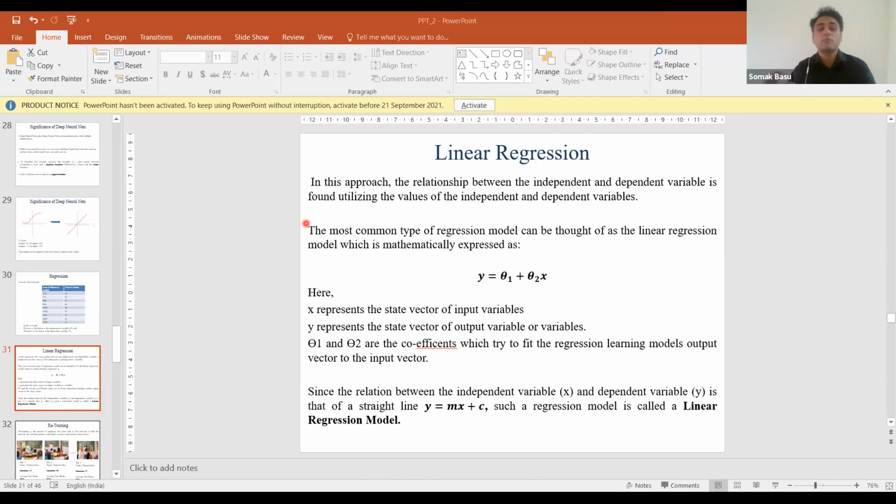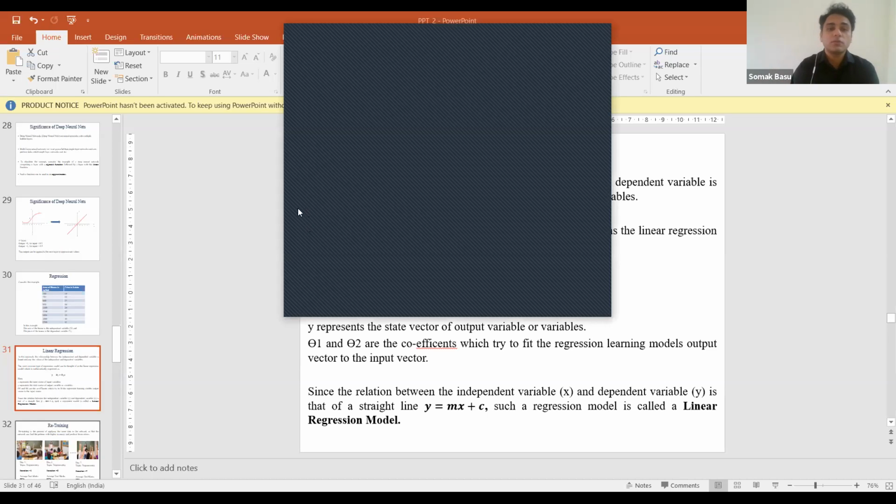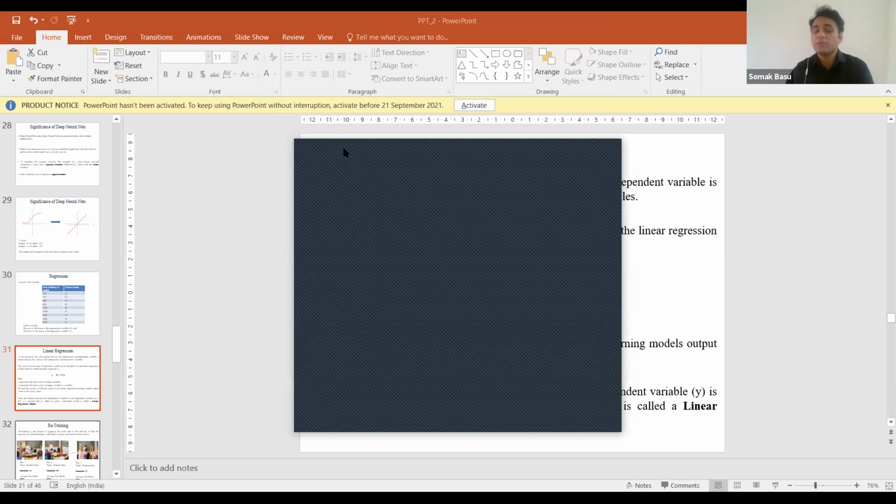For example, see over here, this is what I had given you. As the weights keep changing, the steepness of the activation function changes. So this is how you can say the weights signify how strongly the activation function will behave. This is what we have already seen.